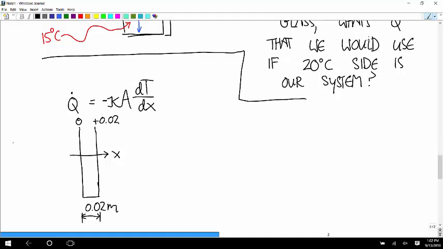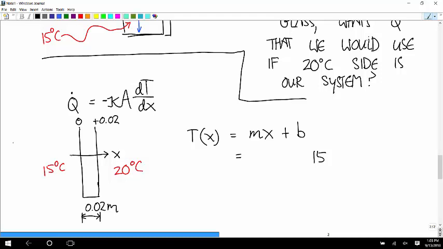Now we need to come up with a function for the temperature. We need to come up with the temperature as a function of x so we can take its derivative. So T of x is equal to, specify that it's a linear function, so mx plus b. Let's say this is the 15 degrees Celsius side. This is the 20 degrees Celsius side. So the y-intercept, what's the y-intercept? 15, yep. Because when x is equal to 0, the function value is 15.